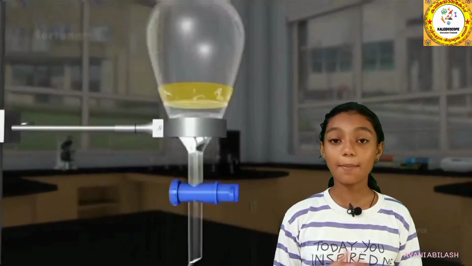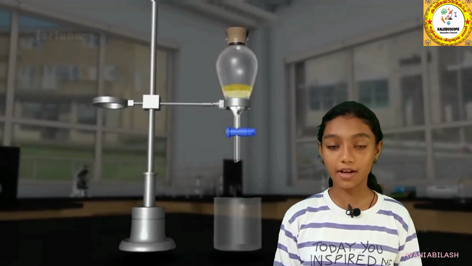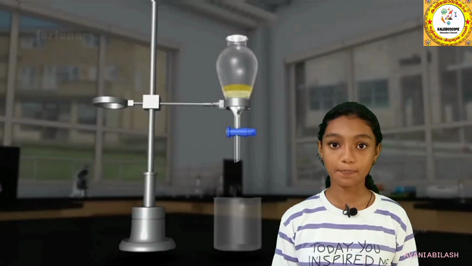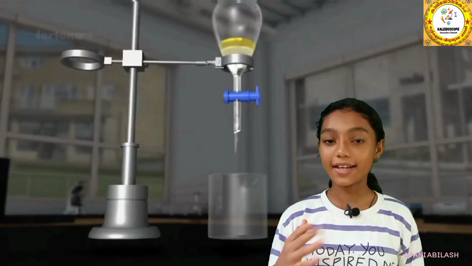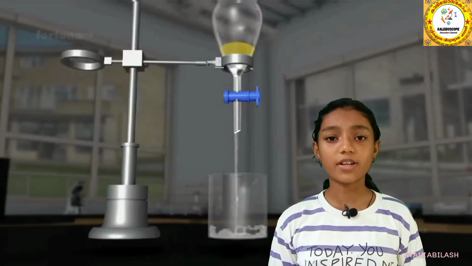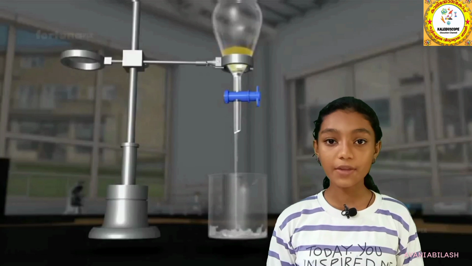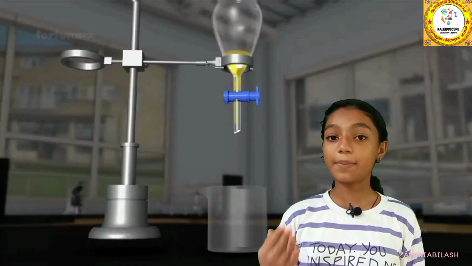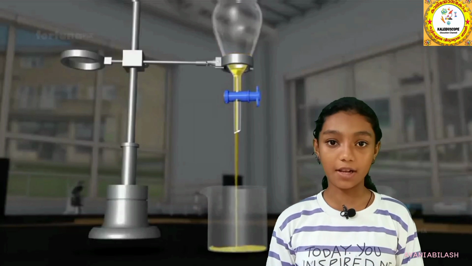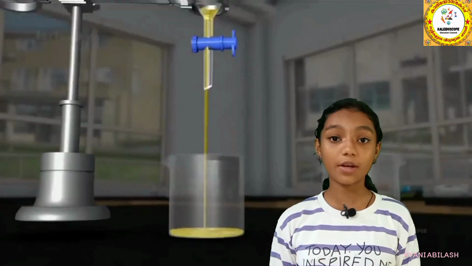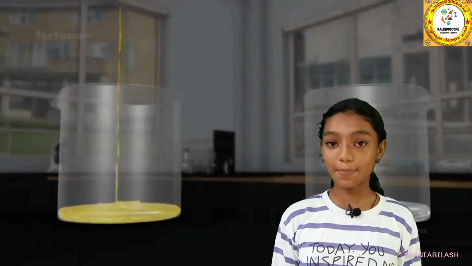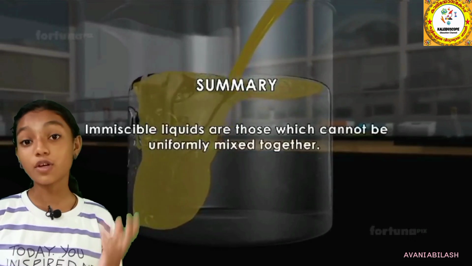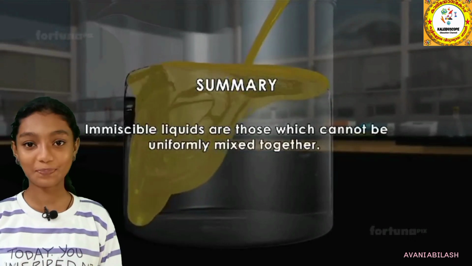Now we'll place a beaker underneath the separating funnel and remove the stopper, and let the water collect in the beaker. Closing it once all the water drains out, the remaining oil can be collected in another beaker by placing the beaker beneath the funnel. Now the two liquids are completely separated. So the summary is, a separating funnel is used to separate a mixture of two immiscible liquids.